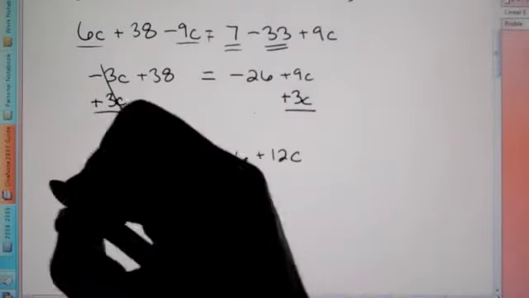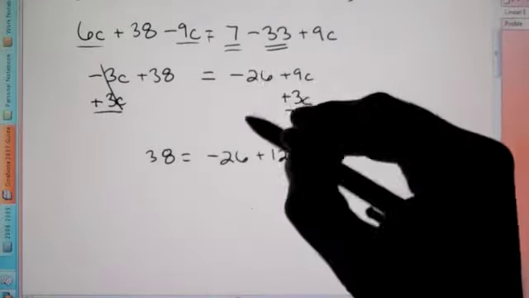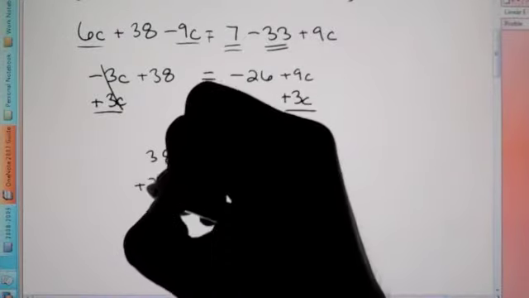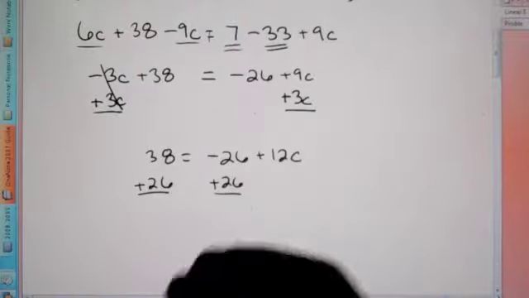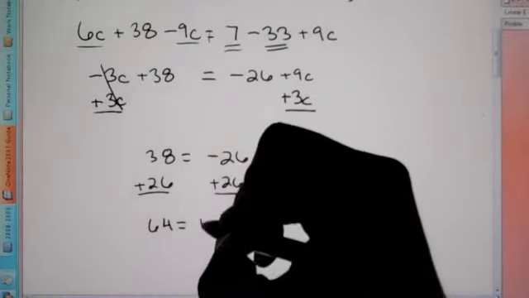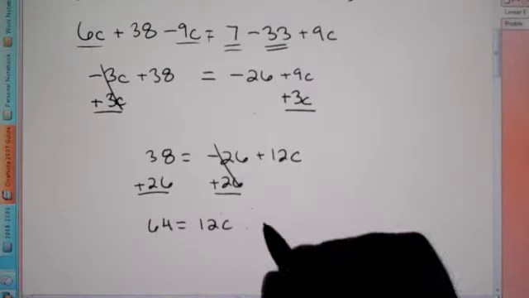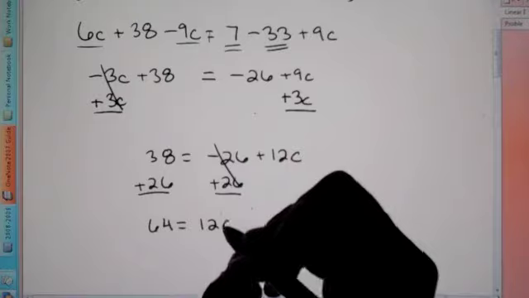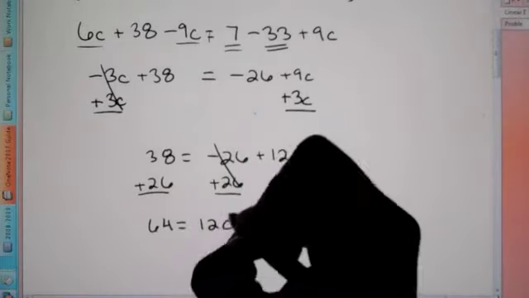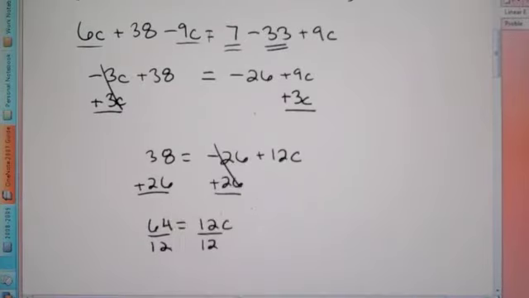So now I'm going to move the negative 26. So I moved the c over, I need to move the number without c to the other side. So I'm going to add 26 since it says minus. So here I have 64 is equal to 12c. So finally, again, since it says solve, it means we want the c completely by itself. We want one c. So since it says 12 times, always do the opposite to move. So we can divide by 12.